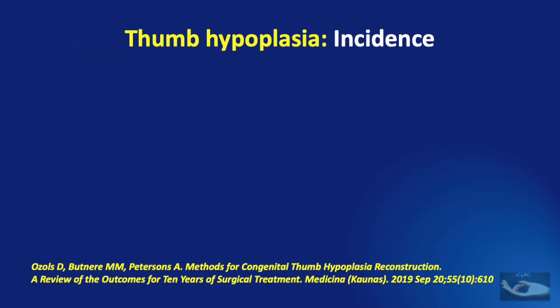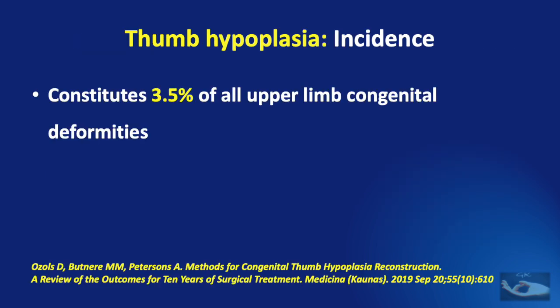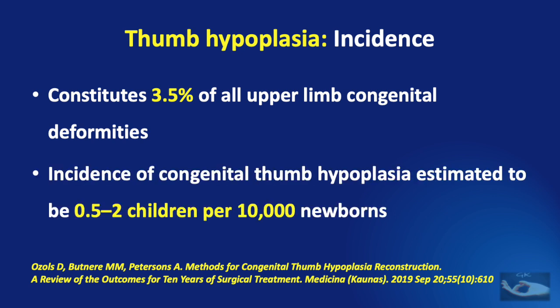Congenital thumb hypoplasia is seen to constitute about 3.5% of all upper limb congenital deformities. But this is variable in various studies because the presentation of congenital thumb hypoplasia is quite varied, and the incidence of this condition is estimated to be about 0.5 to 2 children per 10,000 newborns.